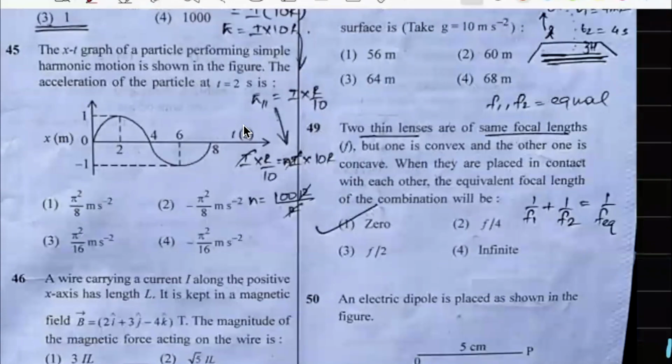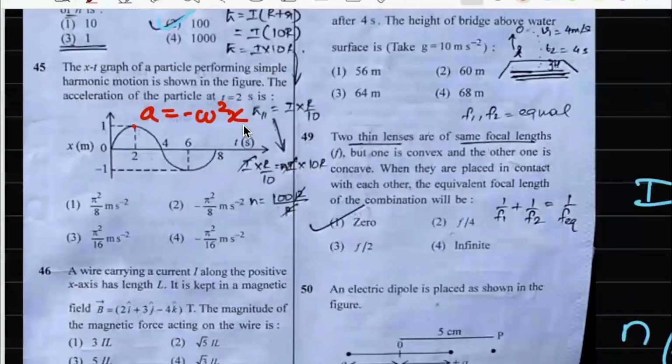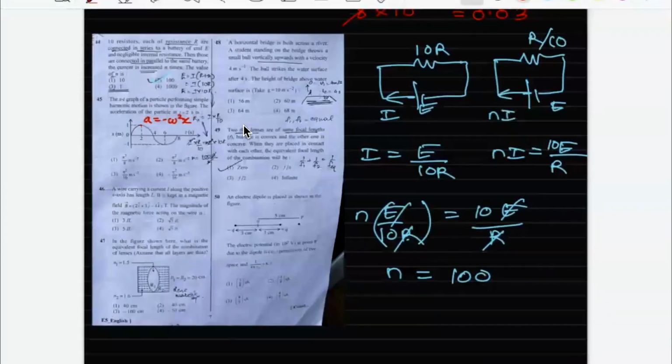Yes. Okay. Then the x-t graph, the displacement versus time graph, of a particle performing SHM is shown in the figure. Acceleration of the particle at 2 seconds here. Right? So acceleration is minus omega square x, that's all. So all I have to do is, let's say another color. So 45, so it's 44.